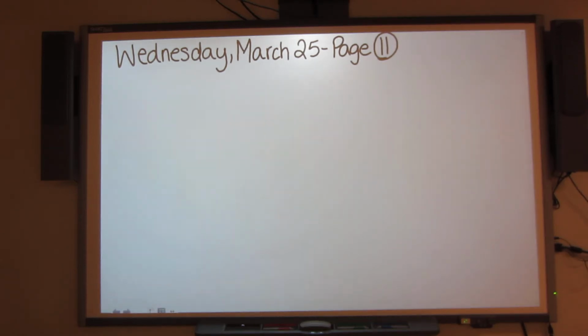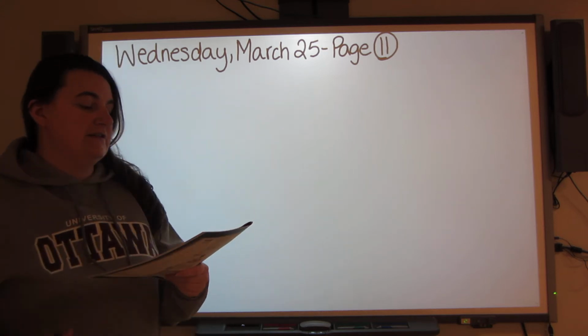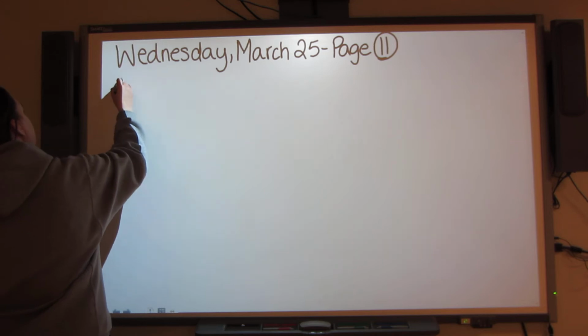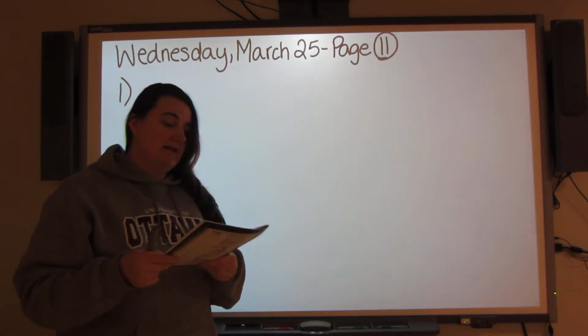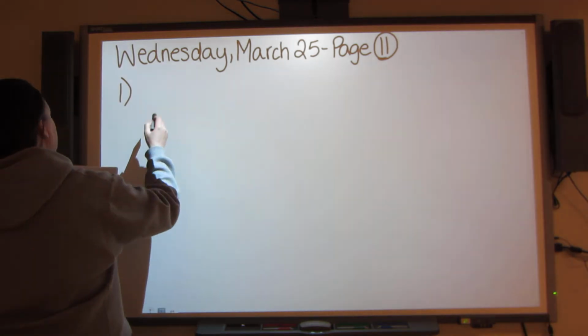And now here's page 11. So we're still working with equivalent ratios and proportions. Let's start with number 1. Number 1, state whether each pair of ratios is equivalent. So you need to figure out, are they equal?